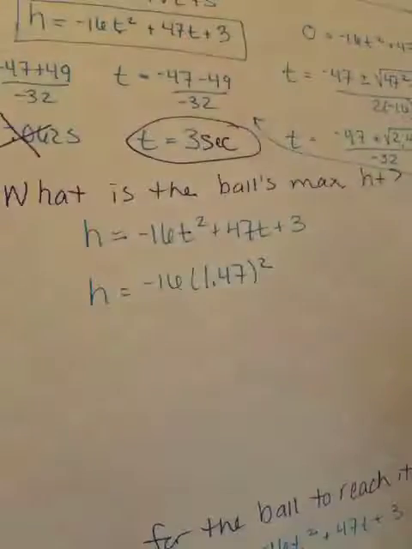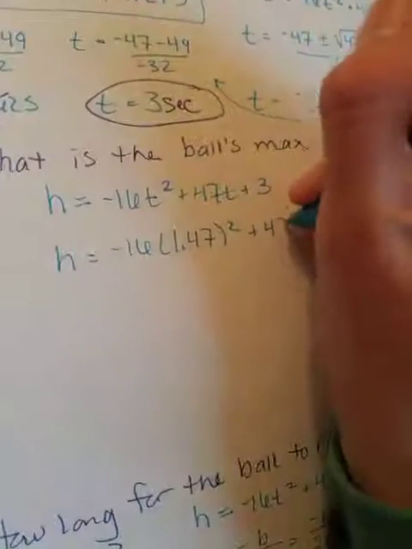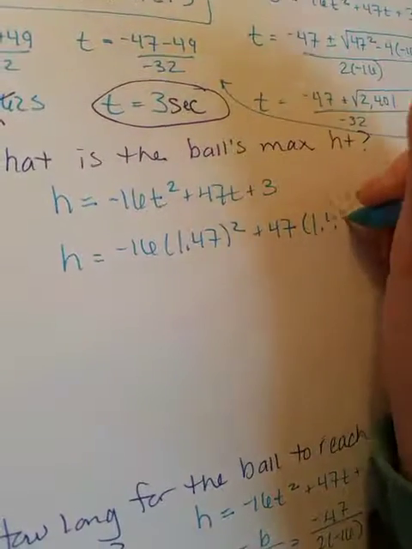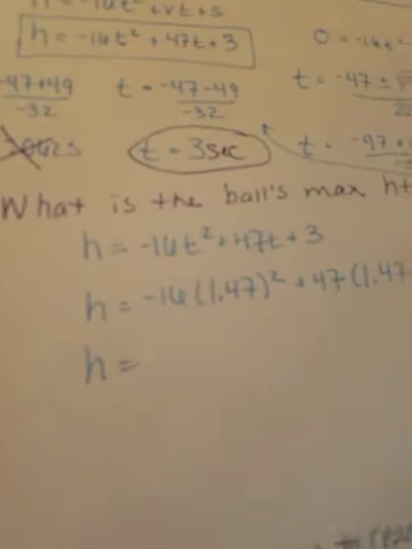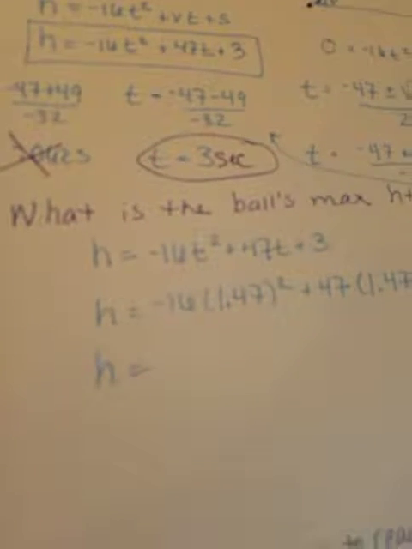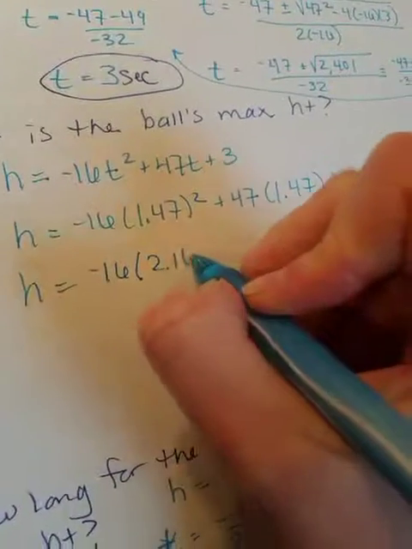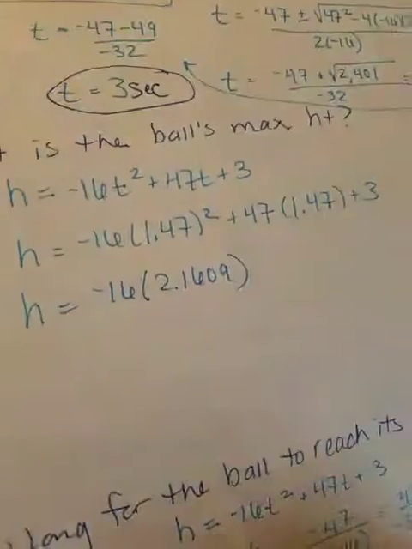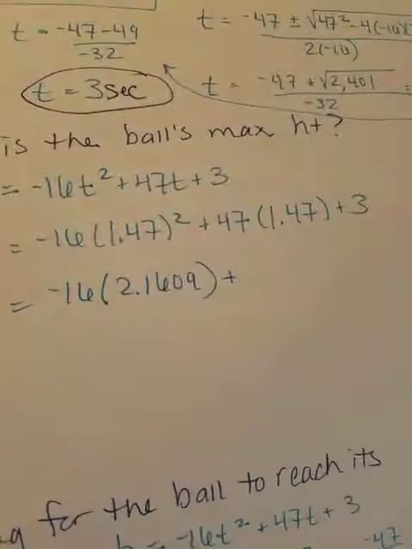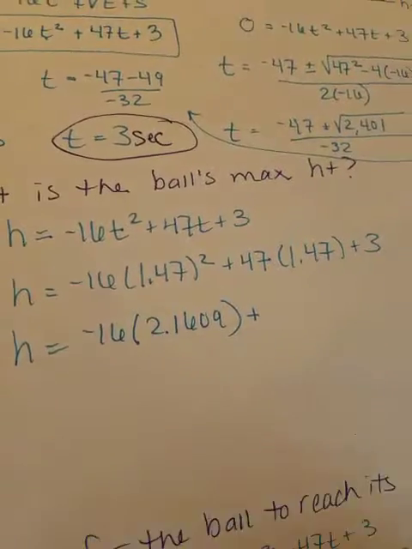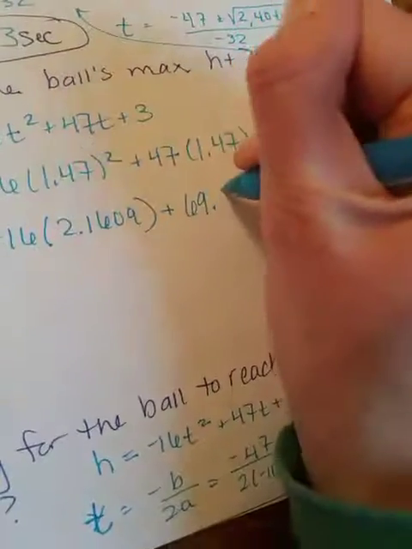So I am just putting 1.47 in for t, and I'm going to use my calculator to compute this. Again, I'll take it step by step. I know some of you like to see that. So 1.47 squared. I'm going to keep all my decimals until my final answer. So 1.47 squared is 2.1609. Again, don't round until your final answer. 47 times 1.47 is 69.09.